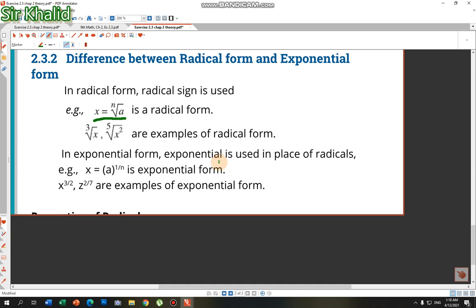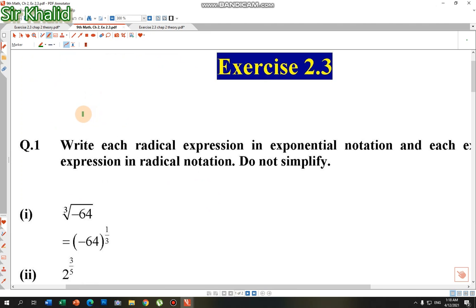And in exponential form, exponents are used in place of radicals. x is equal to a^(1/n) is in exponential form, and some other examples are x^(3/2) or z^(2/7). These are some more examples of exponential form. Move on to exercise 2.3. Problem number 1.